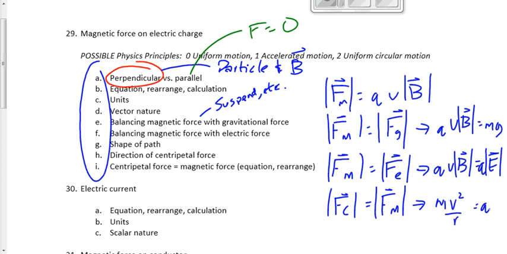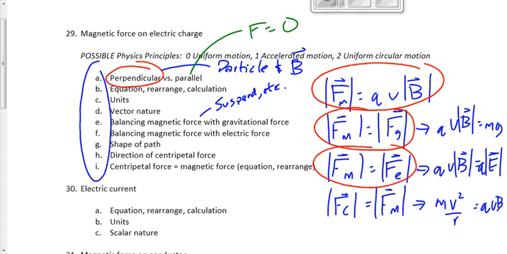So basically, I'm telling you that when you're doing a problem involving magnetic forces, it's probably going to boil down to one of these four things. Most times, it's either going to be this one or this one. But sometimes if you see that word suspend, hover, balancing, then you may have to set that magnetic force equal to some other force, depending upon what the context of the question is.